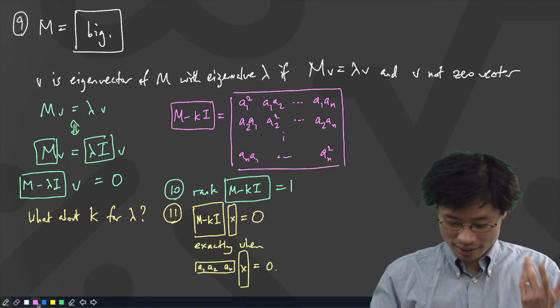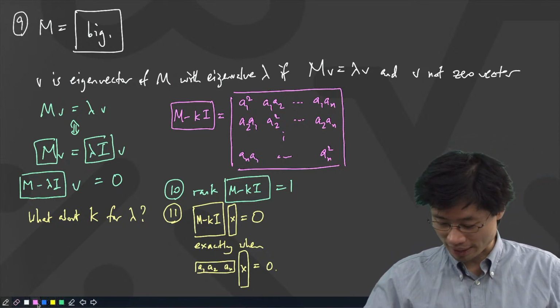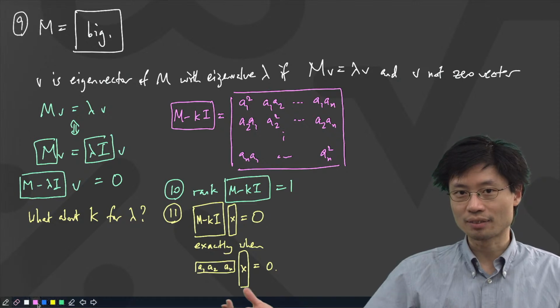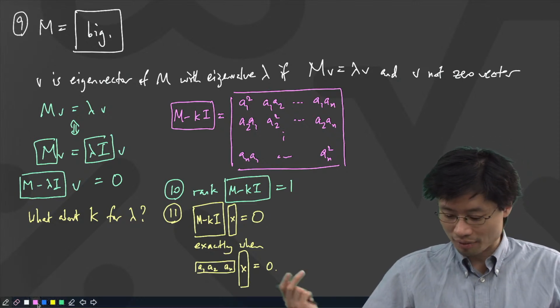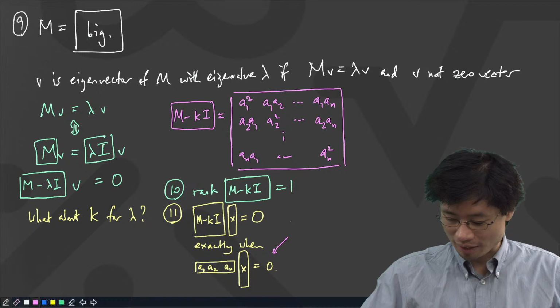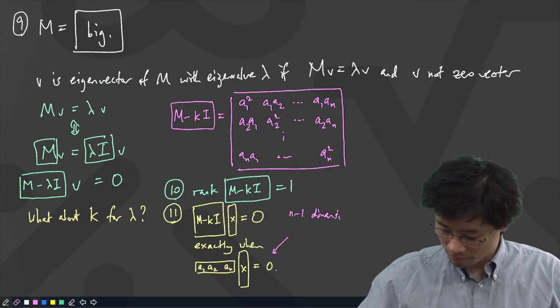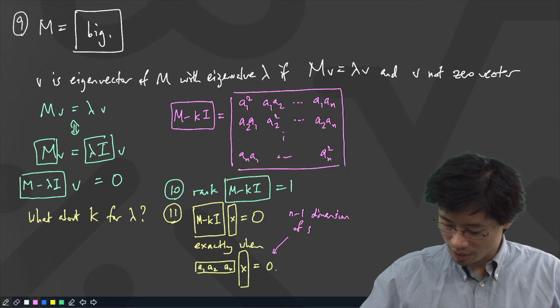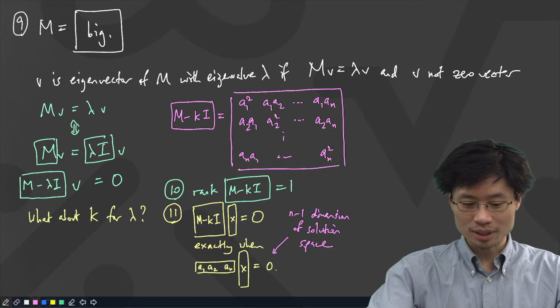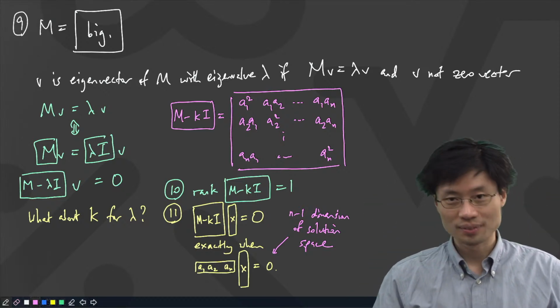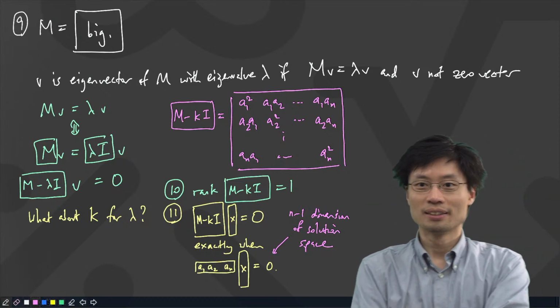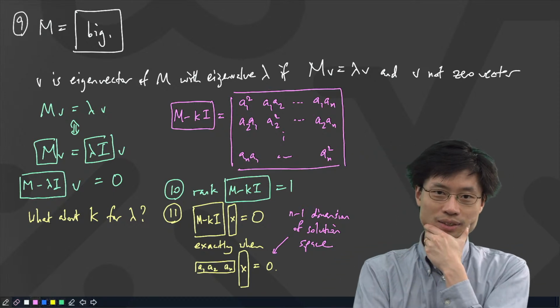Why did I get excited about that? There's a reason I got excited about that. So here's something, right? I've got this thing, and it happens to have, in fact, n minus 1 dimension of solution space. By the way, I'm just going to assume that all the a's are not 0. Let's assume that the a's are not 0. Why is that interesting?